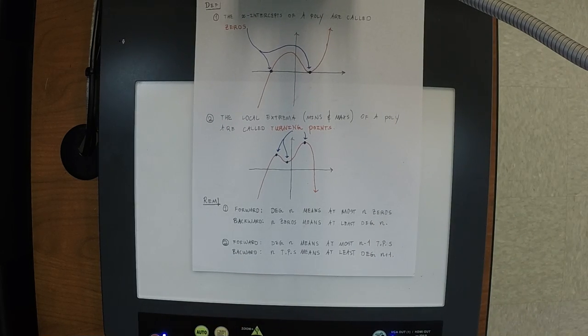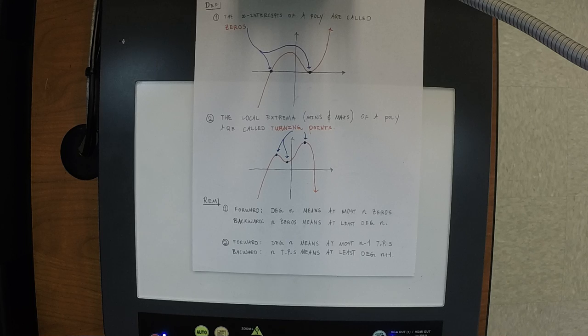So now, again, in your mind's eye, imagine a parabola. How many turning points does a parabola have? 1. That means that the polynomial defining it must be at least degree 2. Okay. If I was to give you a drawing and you counted 5 turning points, what's the minimum degree? 6. Has to be at least degree 6.